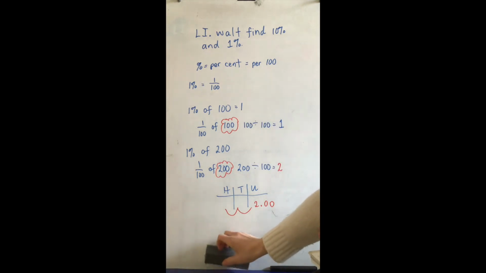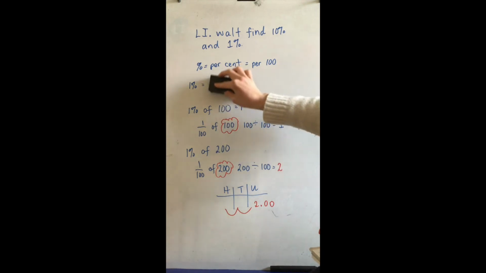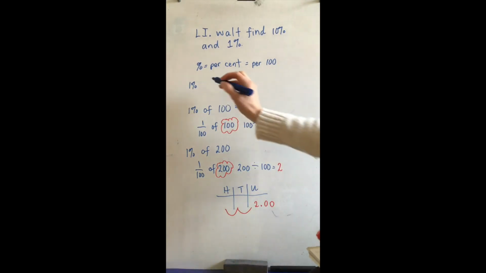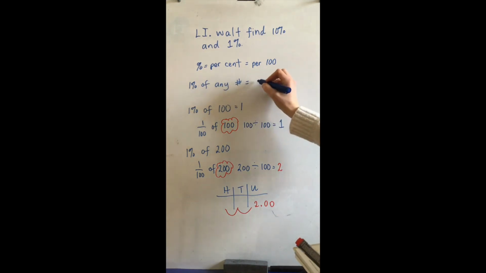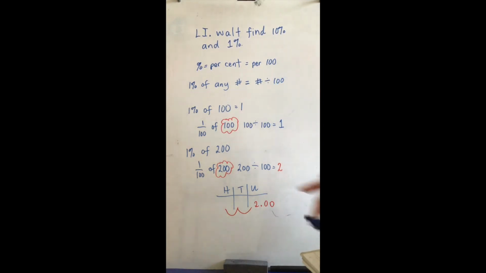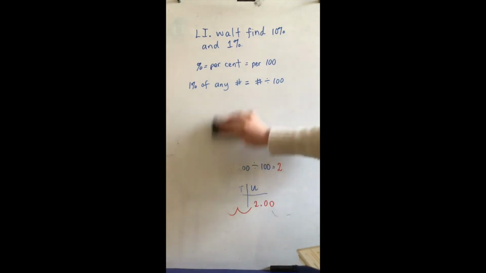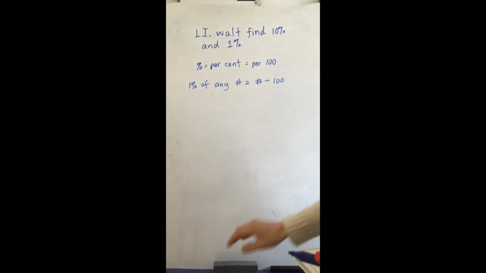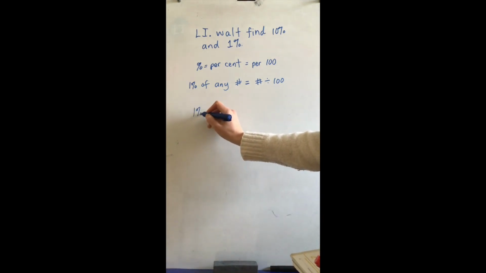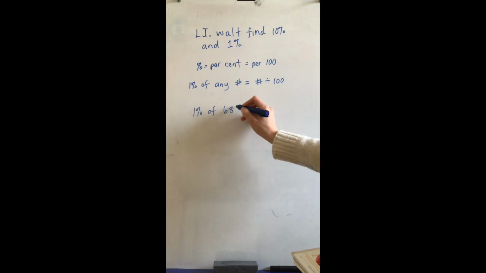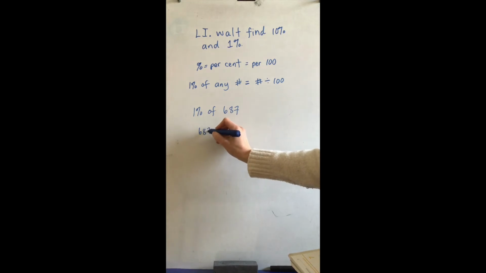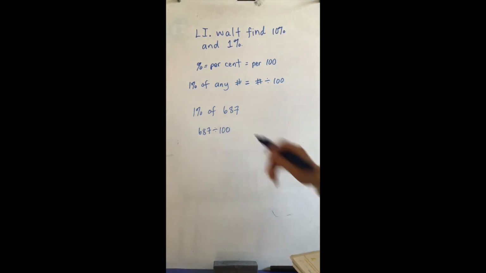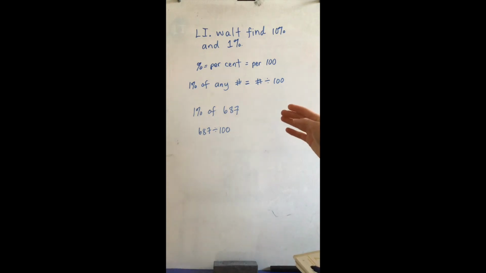So 1% of any number equals the number divided by 100. We can do it with anything. Say we wanted to find 1% of 687. We would just take 687 and divide it by 100, which means we're moving everything over 2 columns.